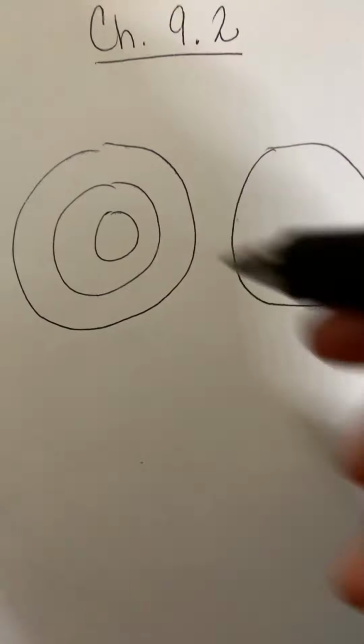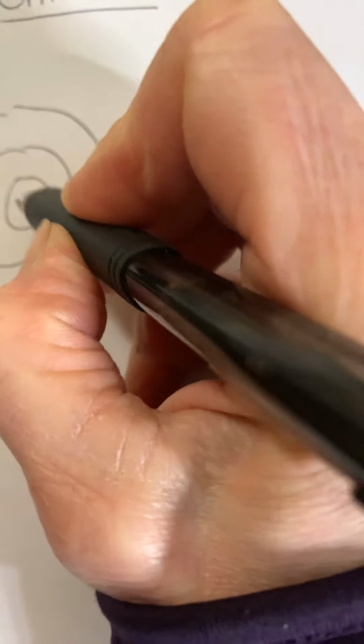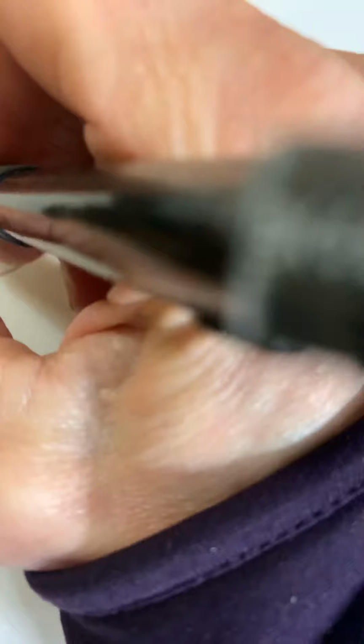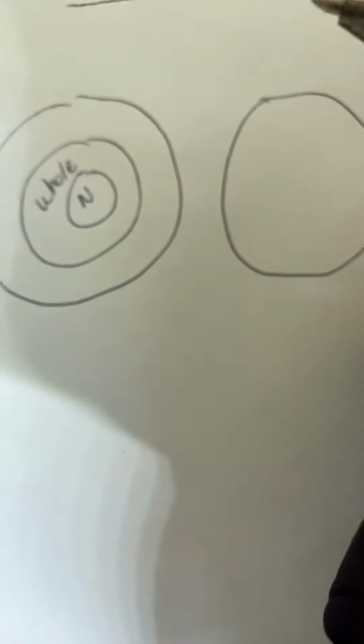Let's cover chapter 9.2, the real numbers system. You basically know most of this already. We've discussed the real number system. This is where we have our circles like this. And then inside this circle right here, we have our natural numbers. Remember that? Then we had our whole numbers right there, our integers, which is our positive and negative numbers. And last is our rational numbers.